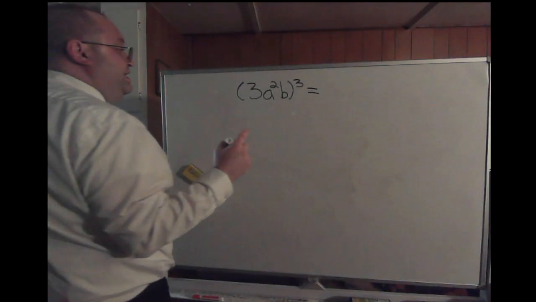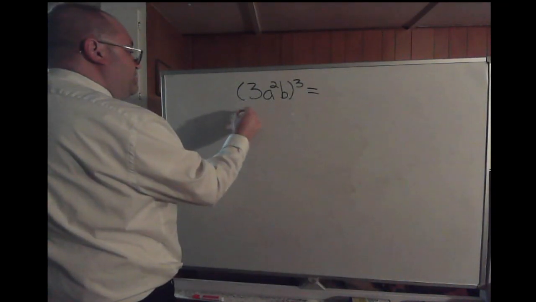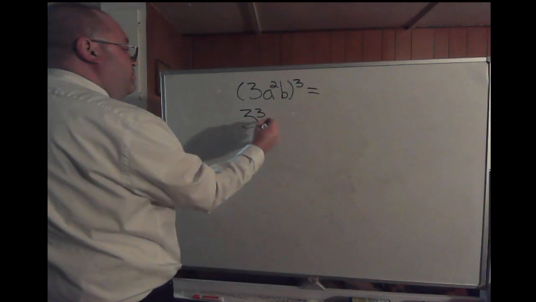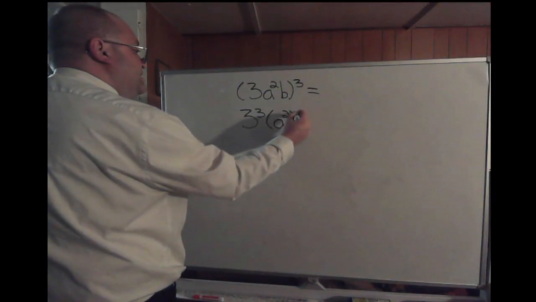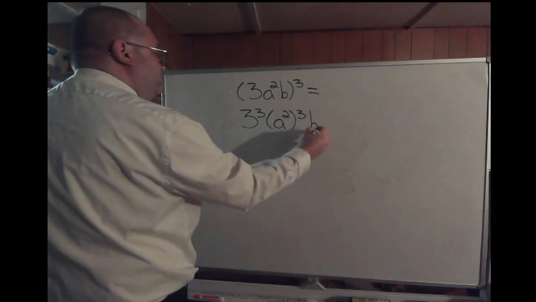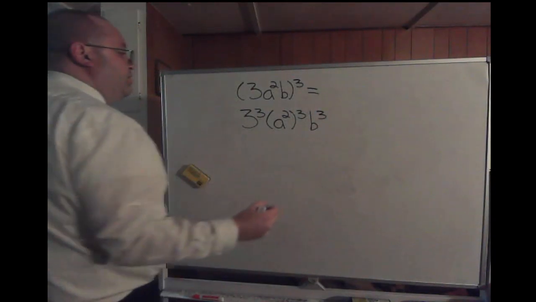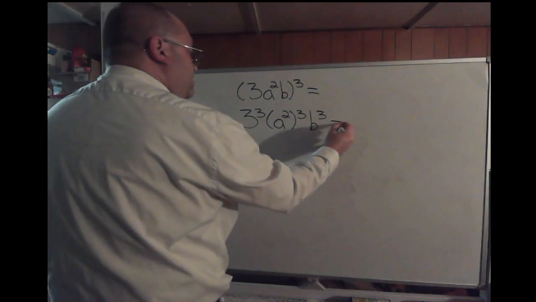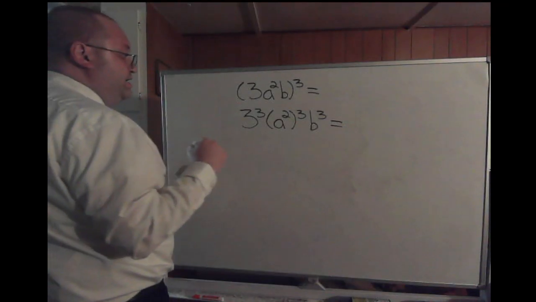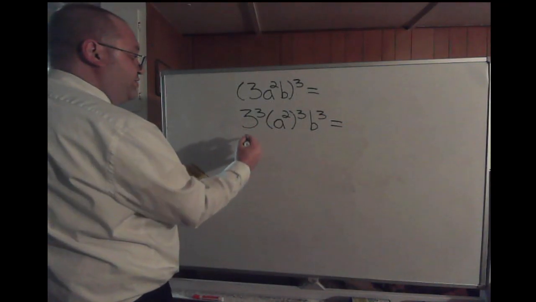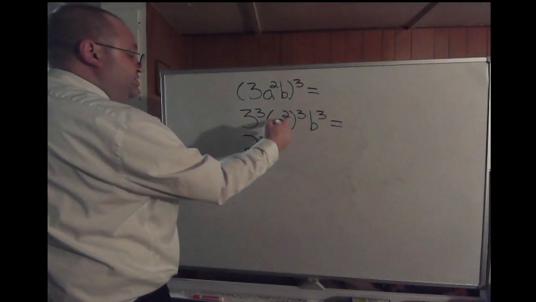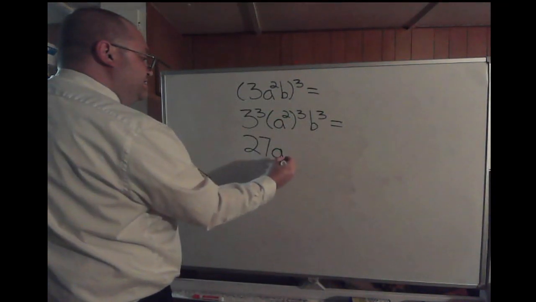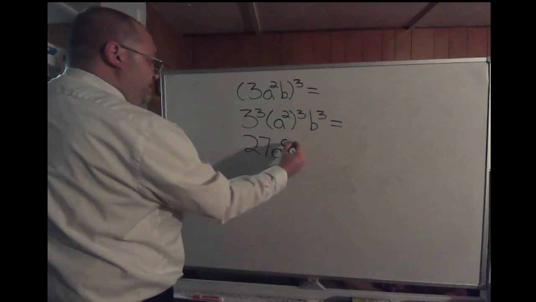So you're going to take each term, you're going to take your 3, raise that to the third power. You'll take your a squared, raise that to the third power. Then you'll take your b, raise that to the third power. Well, now let's go ahead and deal with our exponents. 3 to the third power, that's 27. A squared to the third power, that's a to the 2 times 3, which would be a to the 6th. Then you got b to the third.